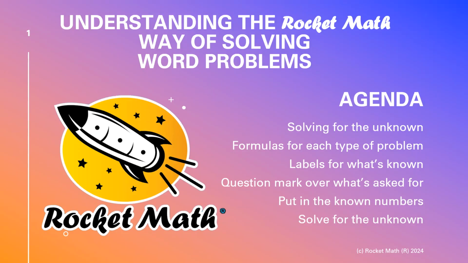This presentation will help you understand the unique Rocket Math way of solving word problems. In short, here's what we do. We begin by teaching students to solve for the unknown in an equation. Then we teach a formula for each type of problem we teach. Once they know the formula, students find the labels for what's known in the problem. Then they put the question mark over what is asked for in the problem. Then they enter the known numbers over the correct labels. Then they solve for the unknown in the number sentence.